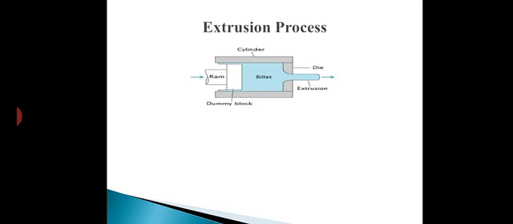In this process, non-ferrous metals such as aluminium, brass, zinc, copper, magnesium, and stainless steel are used to make a product. Commonly, aluminium and plastic products are produced with the help of the extrusion process. Now we will discuss the extrusion working process. As we see in the figure, the parts of extrusion are the cylinder, die, dummy block, and ram.